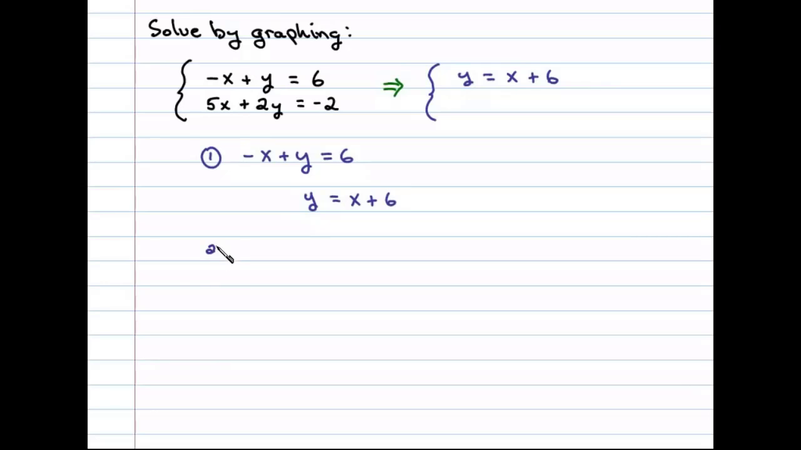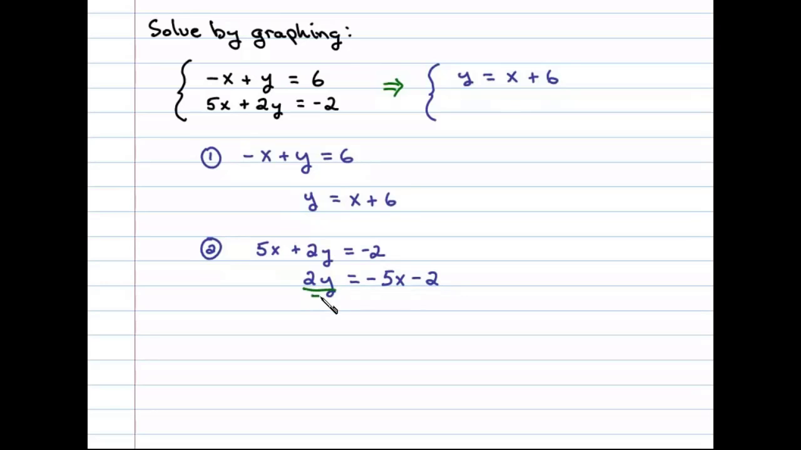Next, let's do the same thing and solve for y on the second equation. In this case, we have 5x plus 2y equals negative 2. Here we will subtract 5x on both sides. That leaves us with 2y equals negative 5x minus 2.